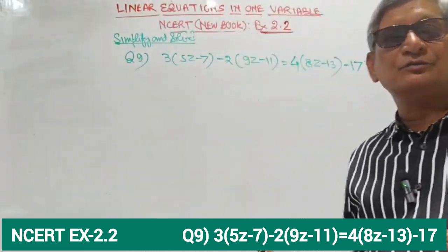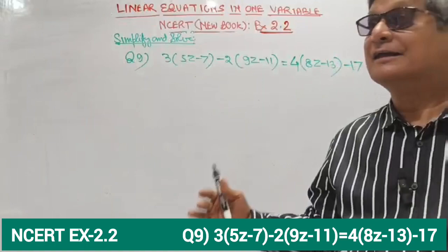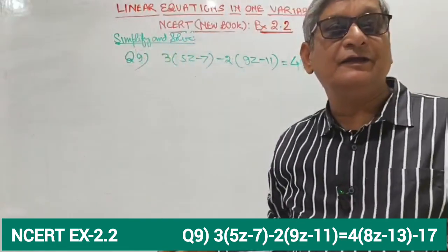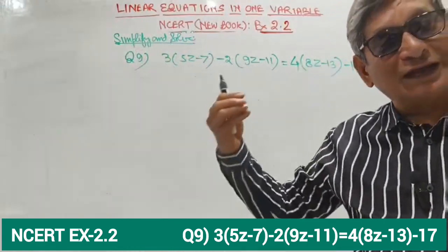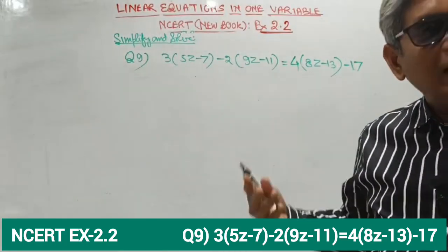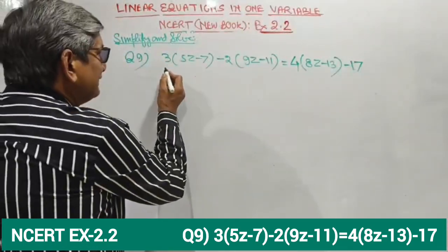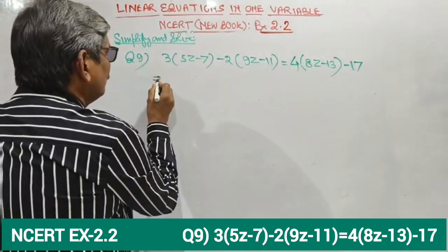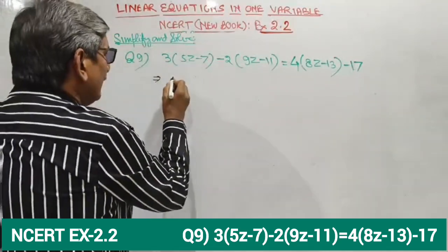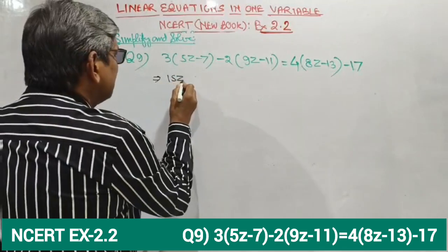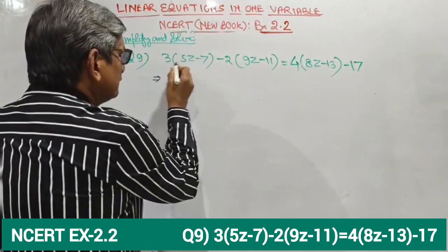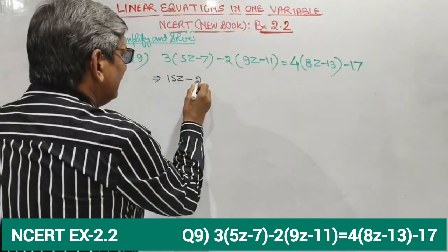Before finding the value of z, you have to just simplify. Even if it is not told to simplify, you don't have any other go. You cannot do anything else. You have to simplify. So if you are going to simplify, you will bring this 3 inside. So what are you going to write? 3 into 5, that is 15z, minus 3 into 7, it is 21.